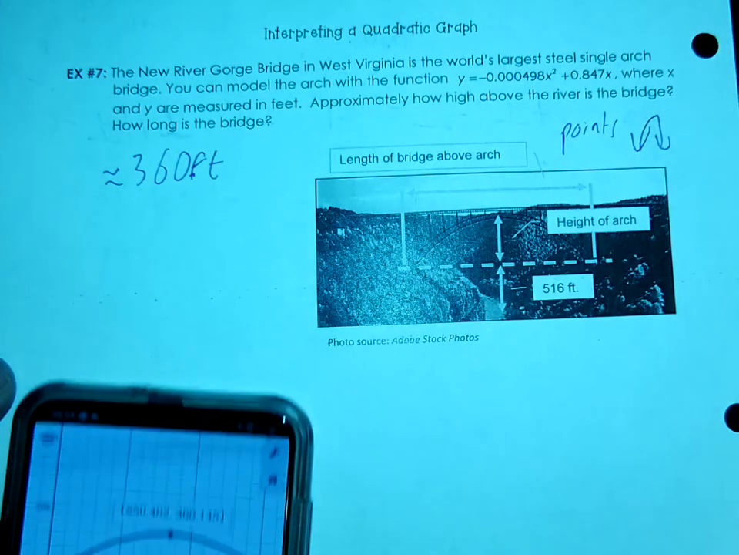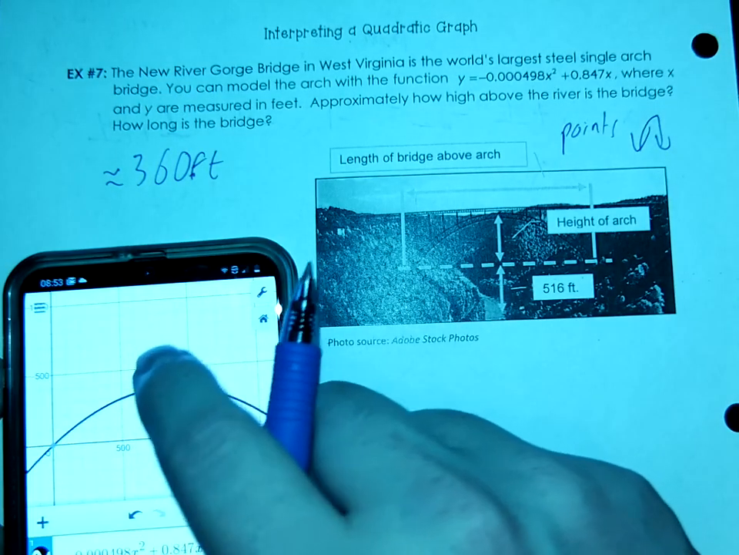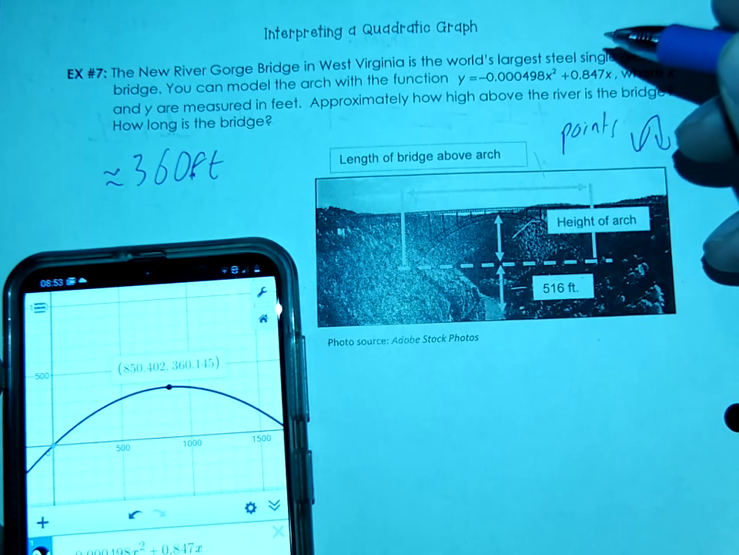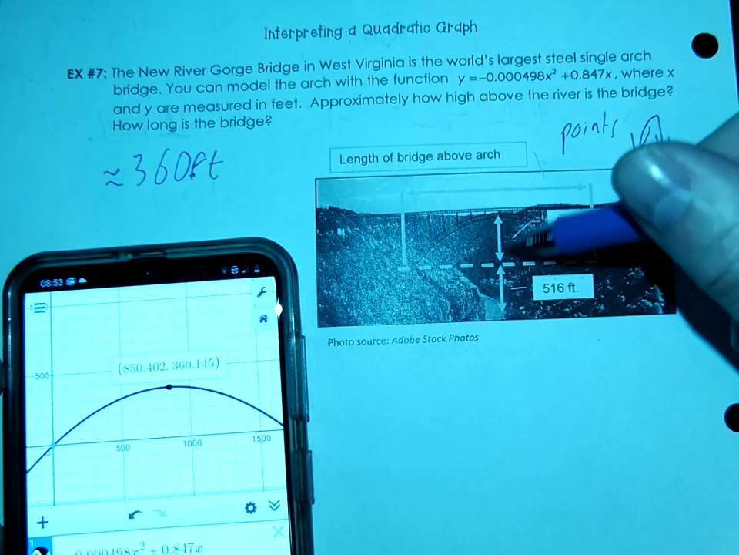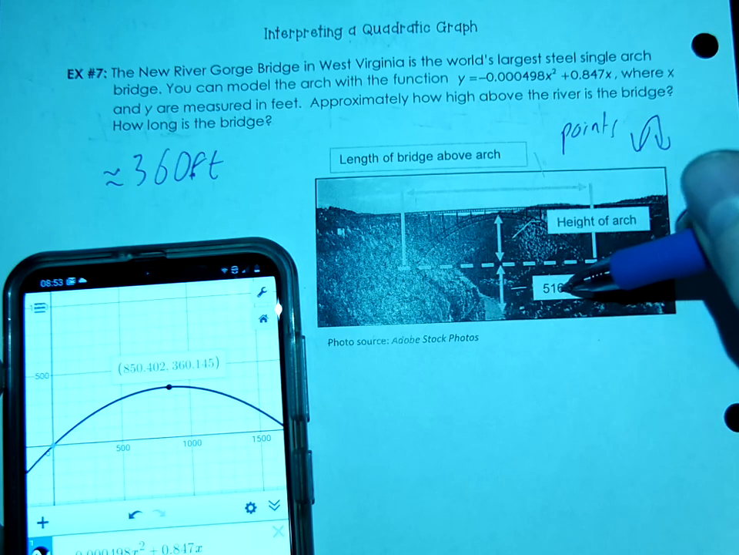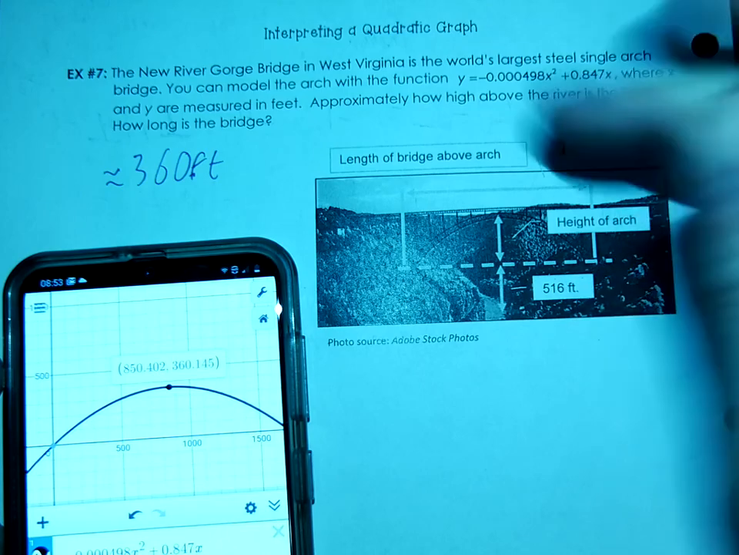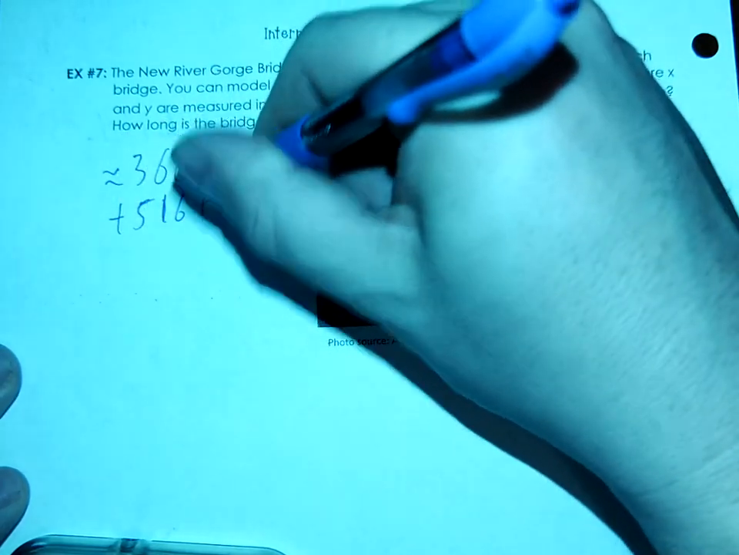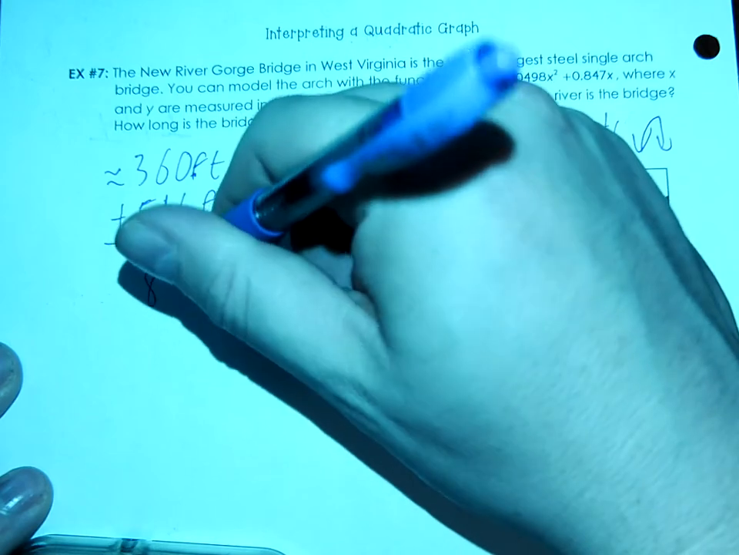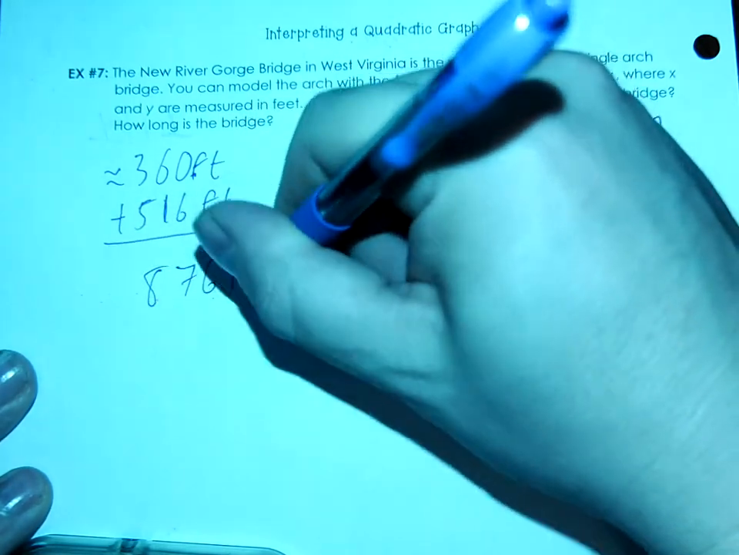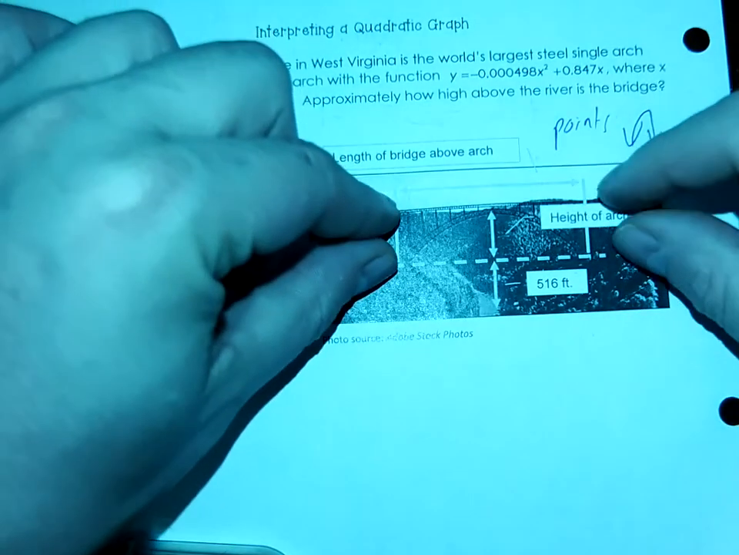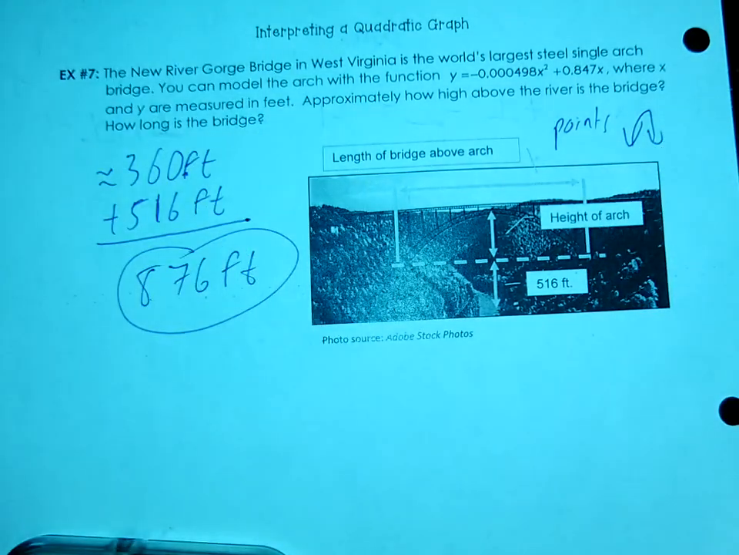Now the last thing here with this question, this is an SAT question type deal. The arch is actually built on the cliff edges above the river. So the bridge is only 360 feet tall, the arched portion of it, but it's 516 feet above the river. So I need to add that extra 516 feet to that 360 to get its total. So the actual bridge is 876 feet above the river. So if you were to jump off the bridge, you'd be jumping off 876 feet, not the 360. The 360 is just the height of the arch, which is connected to the rocks on the sides of the river.